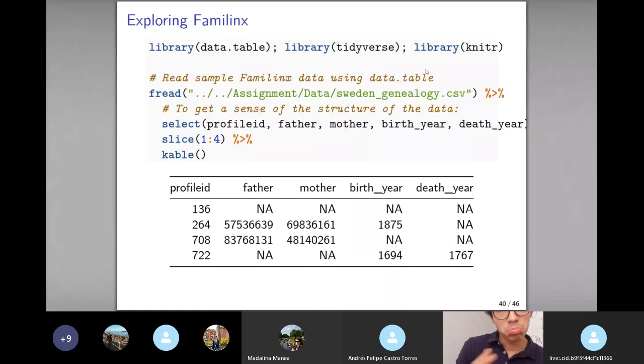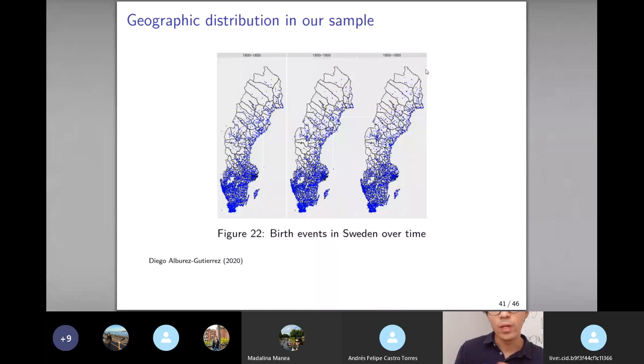So this is in Sweden, and our sample corresponds roughly to what we know about the human settlements in historical Sweden also. So I think for Sweden this is quite good. So I'm going to stop here.